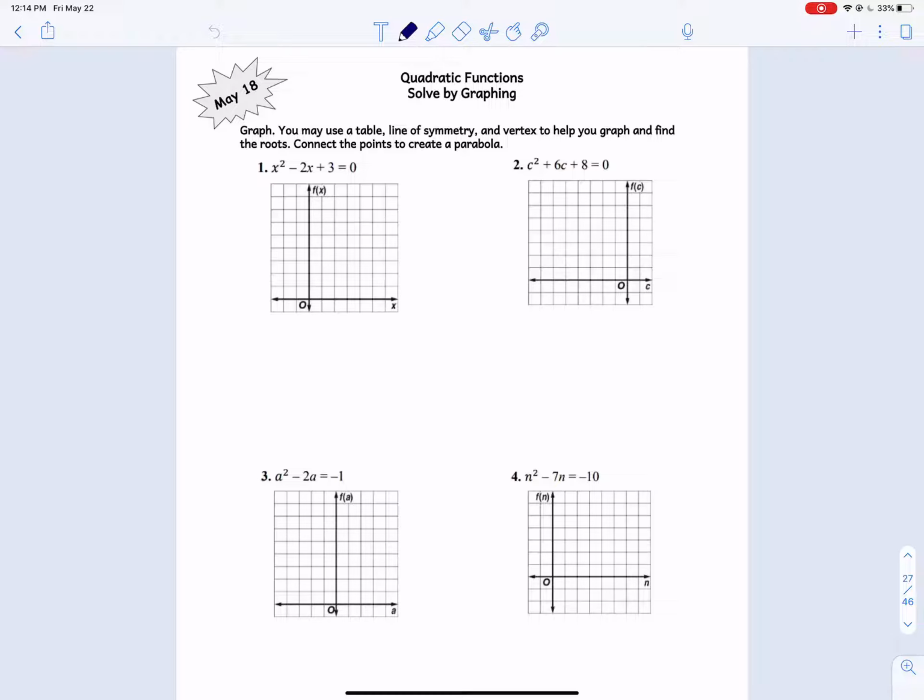But we should by now be able to find the line of symmetry, and then using that, we can find the vertex, and then also factor it to find the roots or the x-intercepts. You should also be able to identify the y-intercept. So all of that will give us some points without making a table. And then if we need to find a few more points, then we can use a table. So let's do number one.